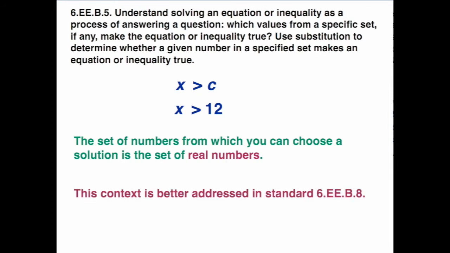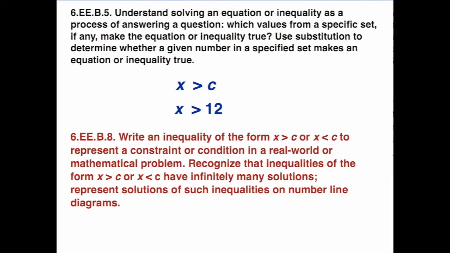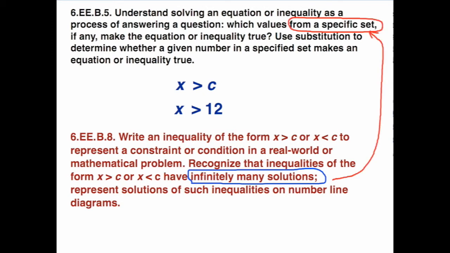Let's change the context a little bit, and the solution set can be chosen from the set of real numbers. However, this type of context is better addressed in standard 6.EE.B.8. That one talks about inequalities in the form x is greater than c or x is less than c to represent a constraint or condition in a real world or mathematical problem. Now, given the set of real numbers, we're going to have, in many cases, infinitely many solutions. And standard 6.EE.B.5 really doesn't address that. So we're better off not doing these types of examples for standard 6.EE.B.5 because it applies better to standard 6.EE.B.8. The reason being that we're talking about a specific set.